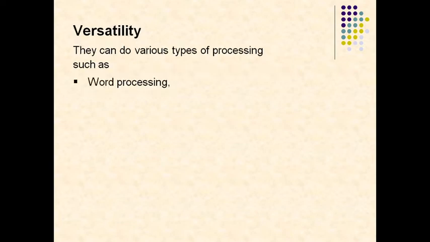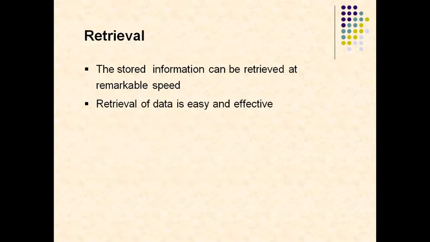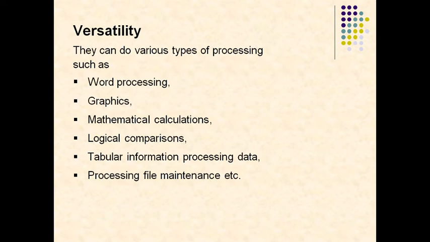Next one is versatility. Versatility means versions will be changing in computers. They can do various types of processing such as word processing, graphics, mathematical calculations, logical comparisons, tabular information processing, data processing, file maintenance. So versatility means using the computers in different ways. That is, computers can be used for word processing, for developing the graphics, for mathematical calculations, and also for maintaining tabular data, that is rows and columns, and also for processing the files. Okay, students, this is the meaning of versatility.